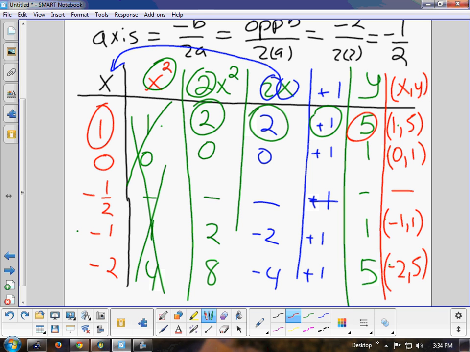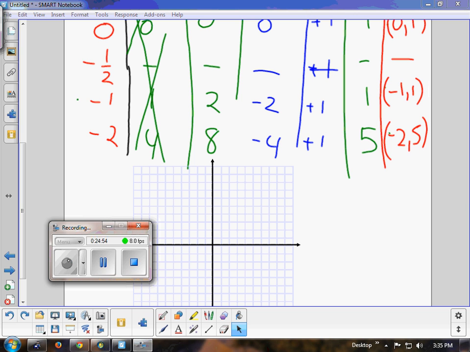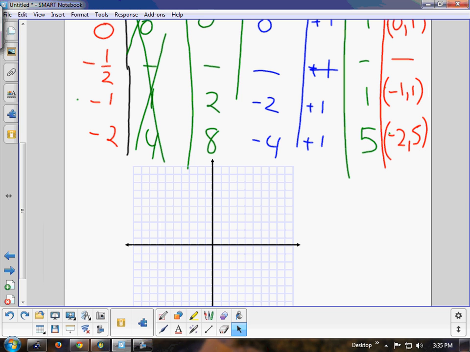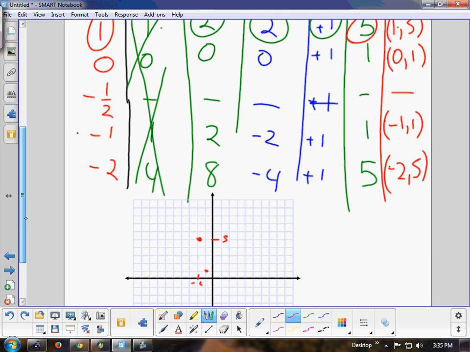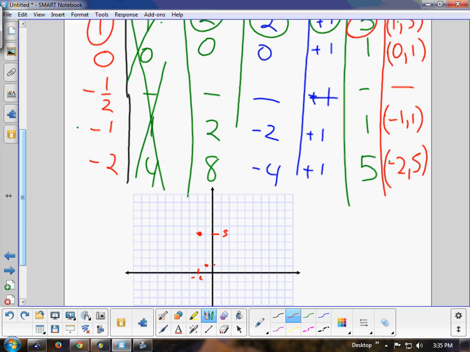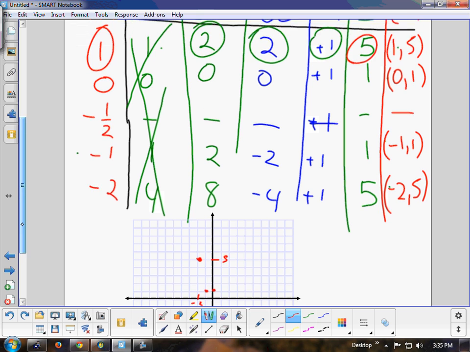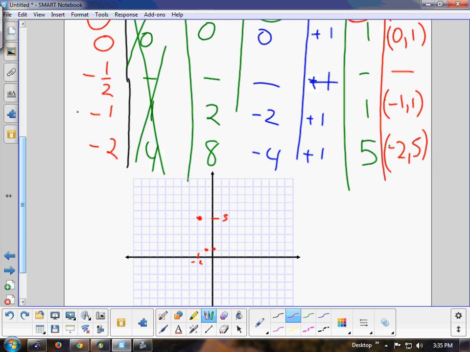Okay, those are the numbers we're going to graph on our graph paper, so I'll give you a chance to graph it. I'm going to pause the video. Okay, we're graphing negative 2, 5, which is right here. Negative 1, 1 would be right here. We don't know the axis, we don't know the vertex. I know the axis is negative a half, so I'm in the right area. 0, 1 would be right here. That's a little tricky. And the next one, 1, 5, would be right here.